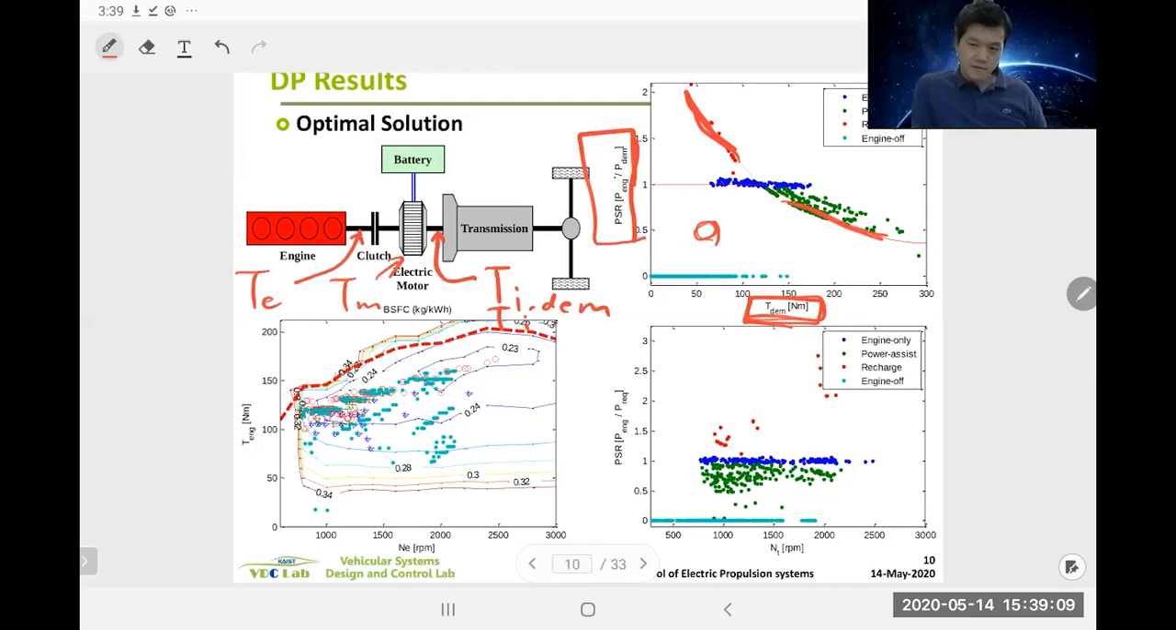Well, if you think about it, when high torque is necessary, it would be nice to assist the engine. And that's what's going on here. Rather than operating the engine at the inefficient region, which is this region. Right? So the engine is efficient in this region or on this line.